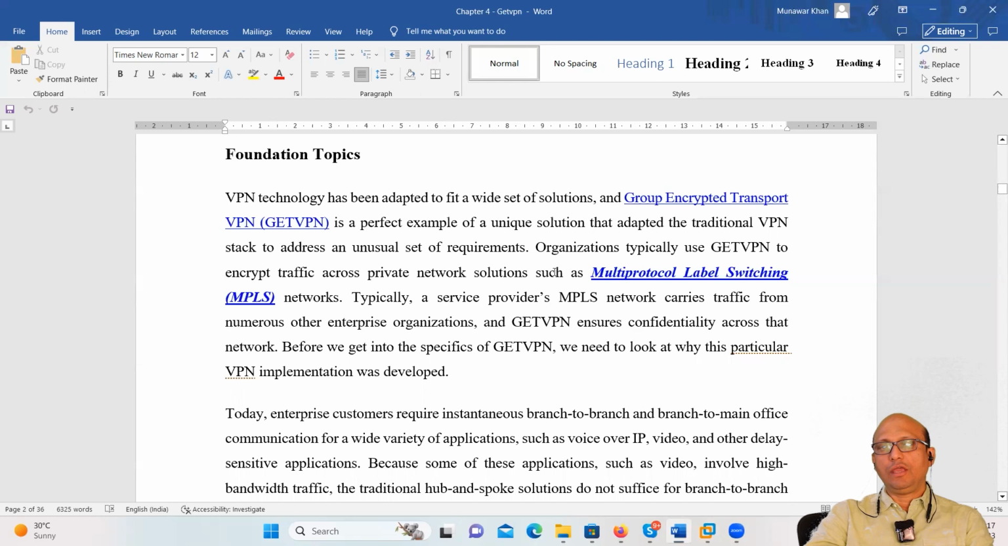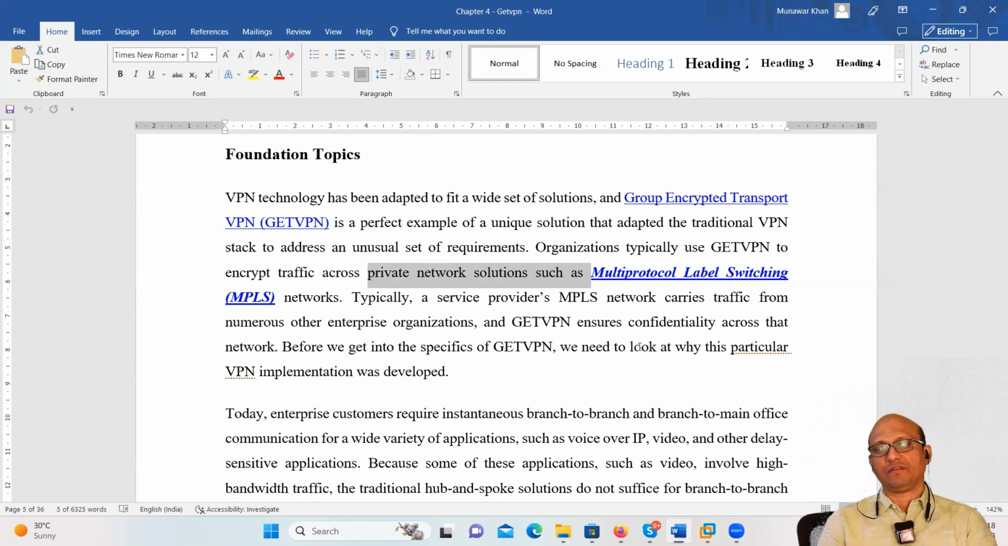Okay, so you see, GETVPN is used to encrypt traffic across private networks. Just now I said, when I started this lecture, that GETVPN is basically used where there is MPLS, multiprotocol label switching networks. A service provider MPLS network carries traffic from numerous enterprise organizations.